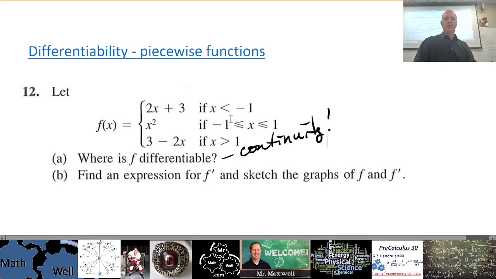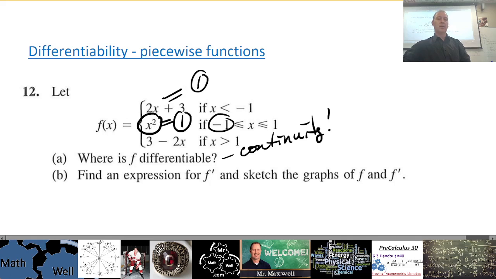Quickly, for continuity, we could check this. Where x is less than -1, that's on the left side of the graph, we have a straight line. And at -1, what would the value of this be? This would be -2 plus 3, which is +1. So at -1, this value would be +1. And what would the value be of this one at -1? Well, that would be +1 as well, -1 squared. So it appears that these do meet at the same spot. It appears that it's continuous there.